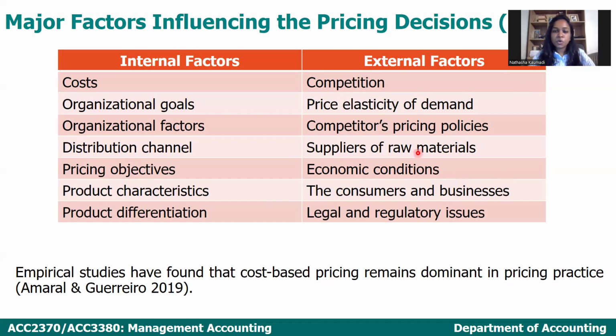And then suppliers' raw materials. You have to see the raw material cost, right? Suppliers' raw materials. Economic conditions. What is the interest rate? What is the inflation? Exchange rates in the economic environment. Those things will affect your pricing decisions. If the inflation is very high, all other materials cost will go up, then you will have to increase your prices as well. So economic conditions are important.